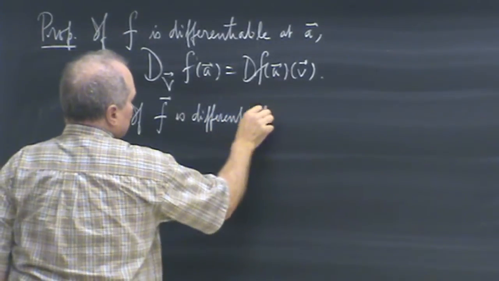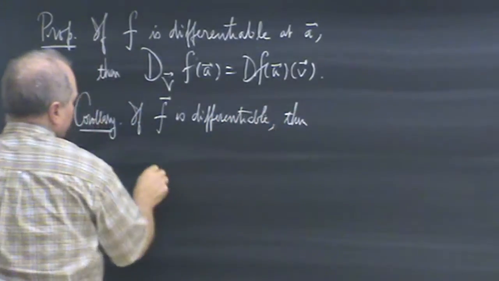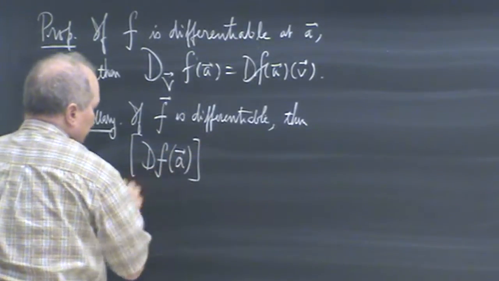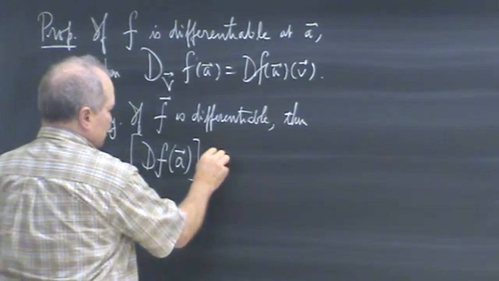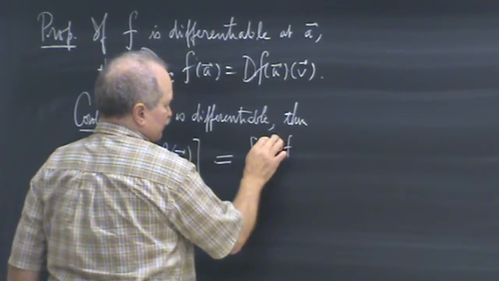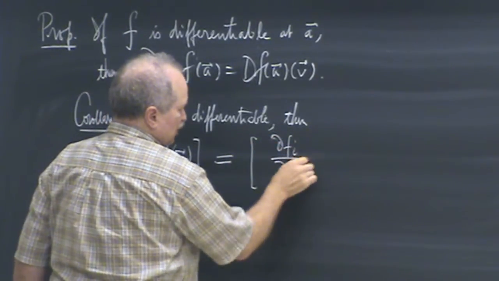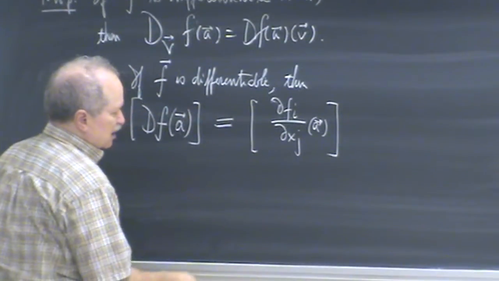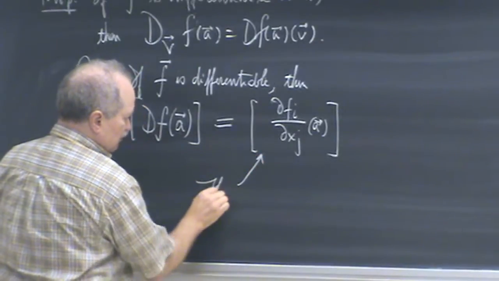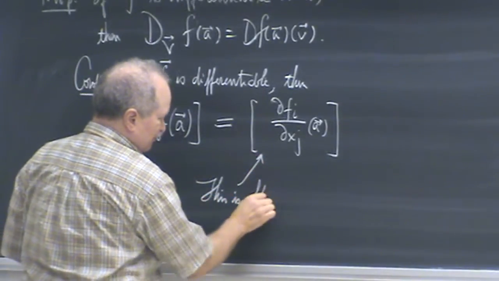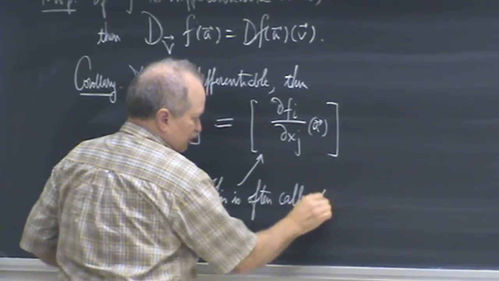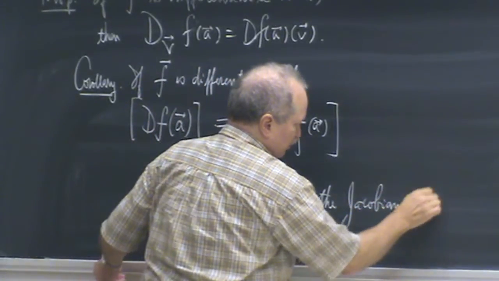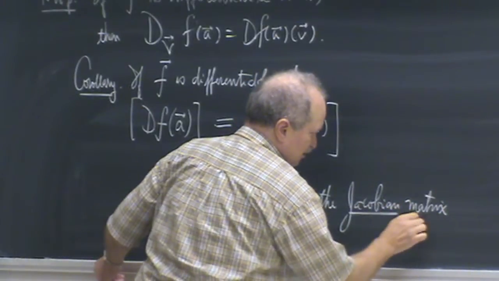you can compute the derivative matrix, the standard matrix of the derivative is the matrix of partial derivatives, computed at the point. And as Matthew said, this is often referred to as the Jacobian matrix of F.